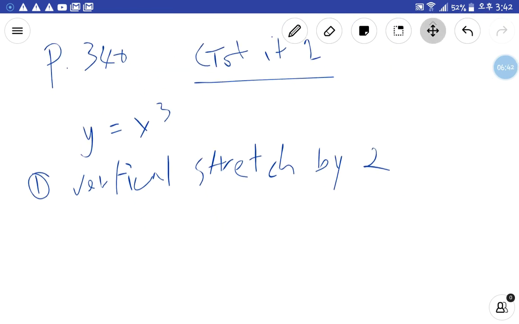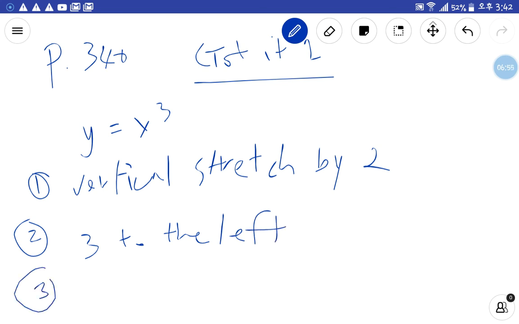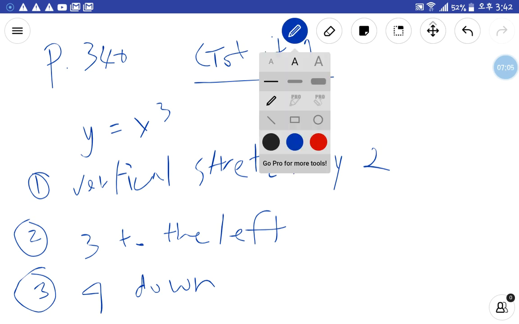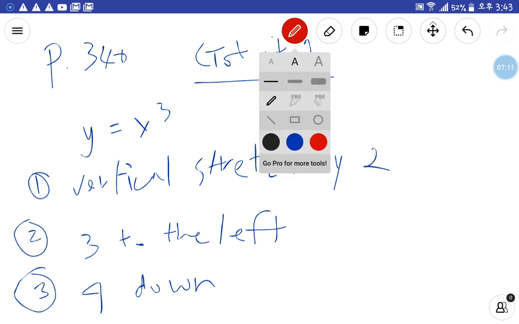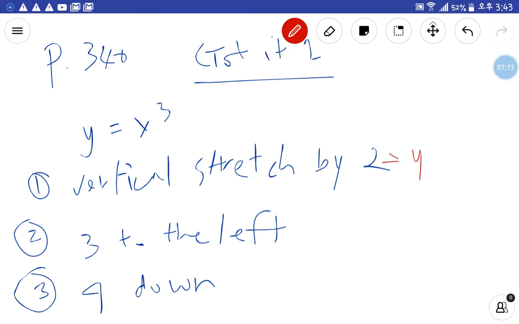Now followed by a horizontal translation 3 units to the left. So I can just do the 3 to the left. And my third one, then a vertical translation 4 units down. So 4 down. So from my first one, from x cubed, I would have y equals 2 times x cubed. You just literally multiply by 2 in front of it.